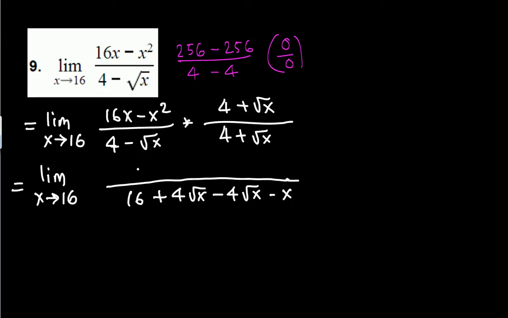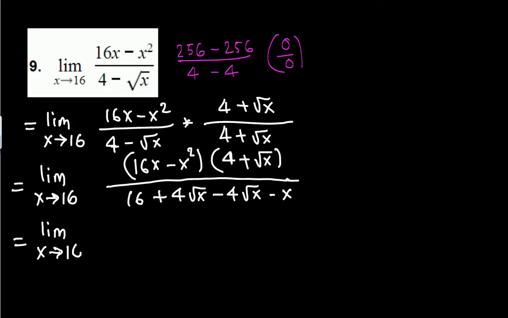On the top, just write it as it is, times 4 plus square root of x. In fact, look at this factor, 16x minus x squared. We can factor x out, so we're going to do that in the next step. We don't know if that helps, but if factoring x helps, we will factor. Look at the bottom, these two terms cancel. Then we have 16 minus x.